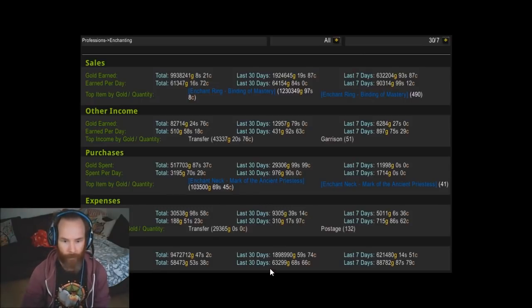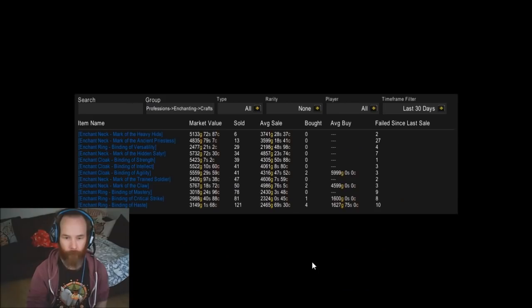But our profits on just enchants has been, what's that, 63,000 a day if we weren't buying so much in the Chaos Crystals. And you can see here, in terms of quantity, Binding of Haste, 121, Critical Strike, 81. Mastery is actually third in this ranking at 78. So Haste has overtaken Mastery for this month.